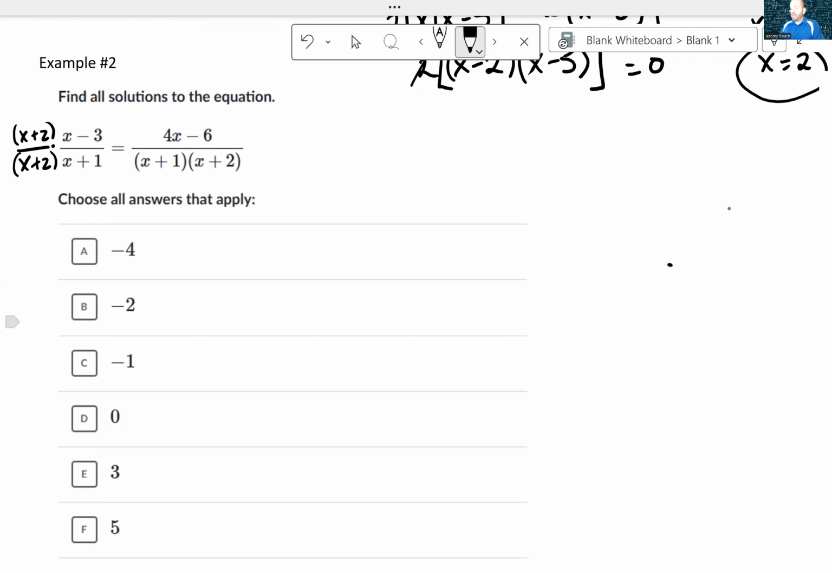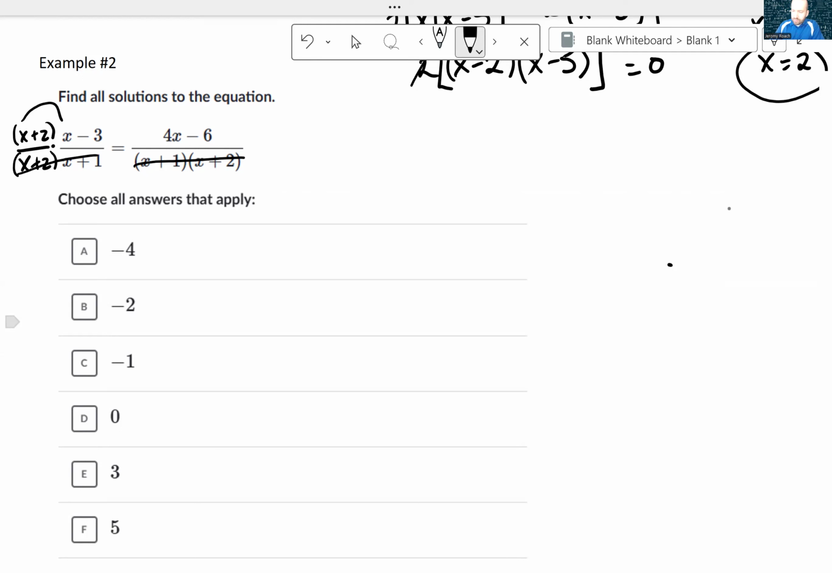So now we've got a new equation. X plus 2 over x plus 2 is just 1. That's why we're allowed to do that. So now we have a new equation. If we multiply by the denominator on the right and the left, our denominator cancels out, and we're left with this nice equation just on the top. We do have to go back and check for extraneous solutions at the end. But for now, we have a nice equation on the top.